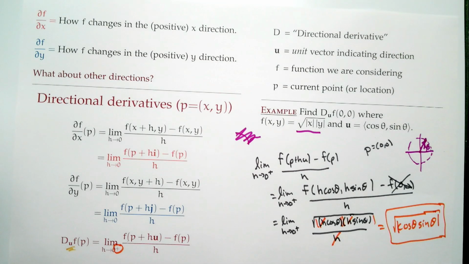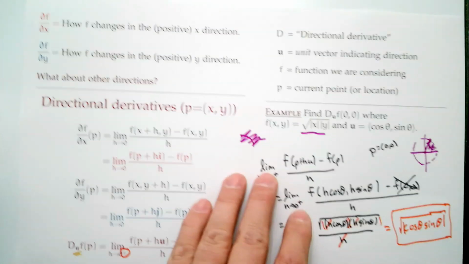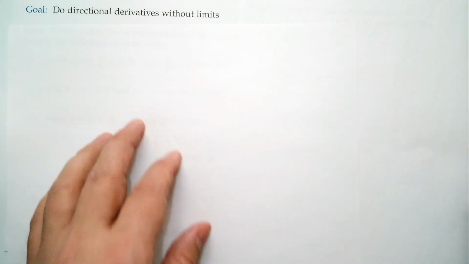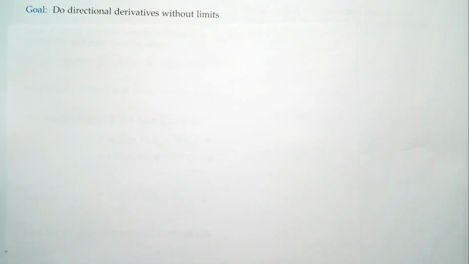Now, we go back to Calc 1 and say, well, sure, we could take directional derivatives with limits, but we don't want to. So what do we want to do? Well, we want to get rid of the limits. That was our big thing in Calc 1. It's like, get rid of all the limits. We don't want any more limits. So that's what we're going to talk about next. How can we do directional derivatives without limits?